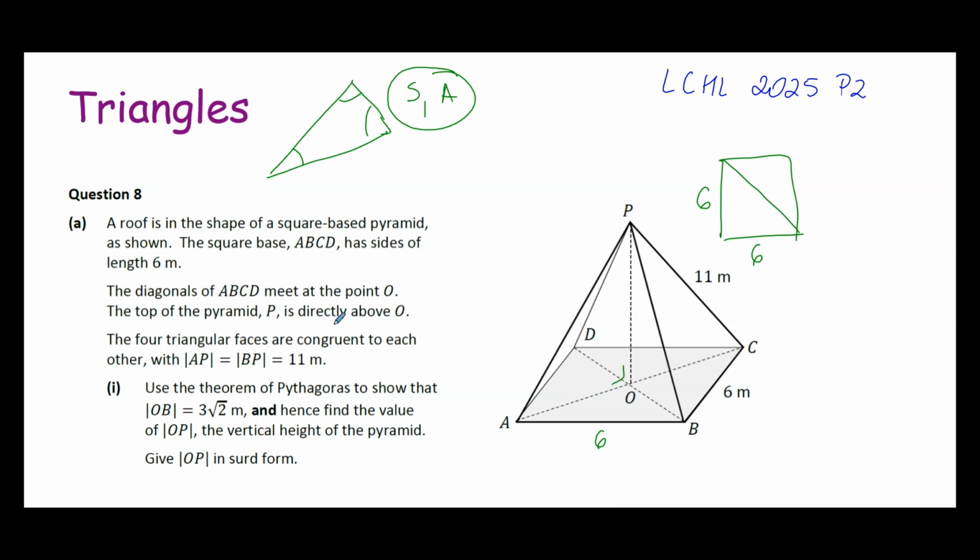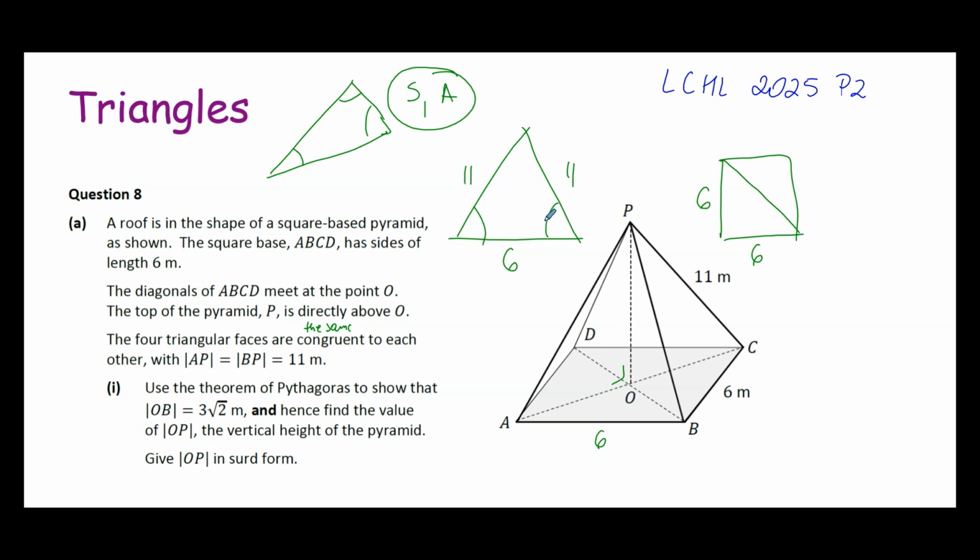The four triangular faces are congruent, meaning they are the same. The faces, that side here, they are the same. And then we are told that AP and BP, so both of those lengths, are 11. Then this side we know is 6. Well, that makes an isosceles triangle, which means that both of those angles are the same.